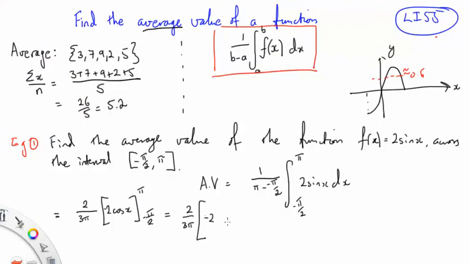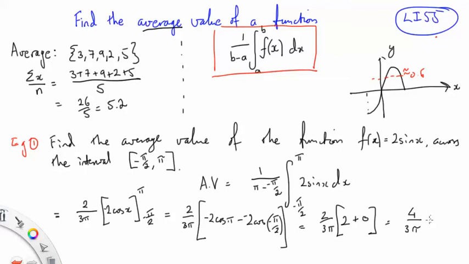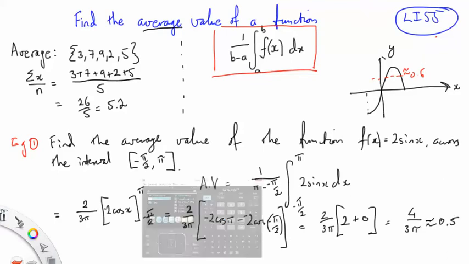Negative 2 cos pi minus 2 minus 2 cos negative pi on 2. So that equals 2 on 3 pi. Cos of pi is negative 1, so that's going to give us 2, plus cos pi on 2 is 0. So that's going to be 4 on 3 pi. So let's see, 4 on 3 pi is approximately 0.4, 0.5 roughly. So it's pretty close to 0.6.